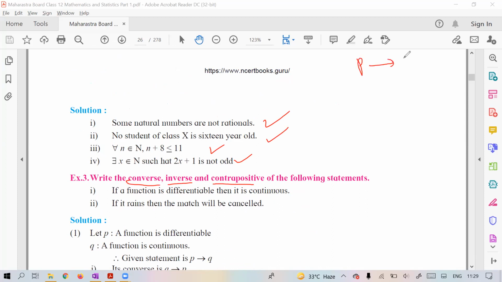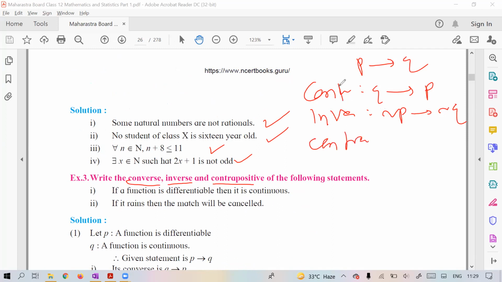So the main statement was P implies Q. Converse was Q implies P. Inverse is not P implies not Q. And contrapositive is not Q implies not P. Okay. So look, if a function is differentiable, then it is continuous. So what is its converse? If it is continuous, then the function is differentiable.